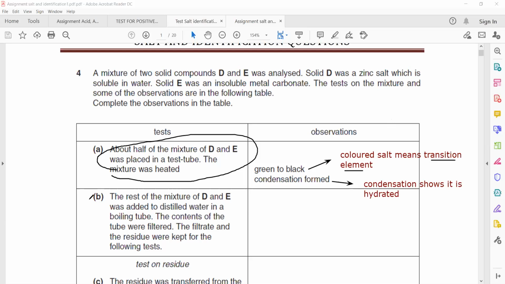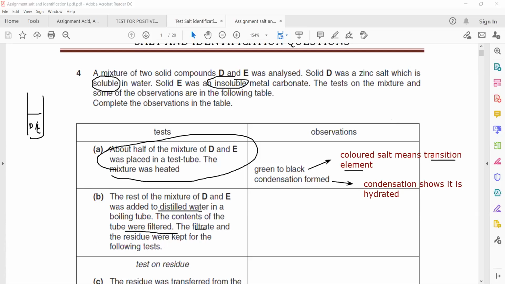Now what we did, the rest of the mixture of D and E were added to distilled water. So we have D and E, and we add distilled water. D is soluble and E is insoluble. And then the content is filtered. The filtrate and residue were kept for the following tests.